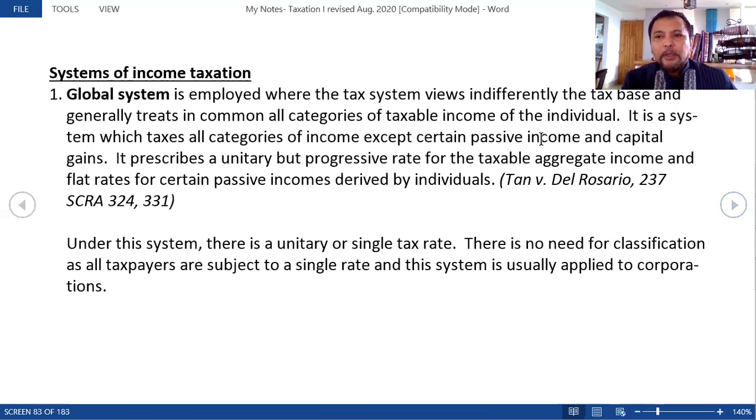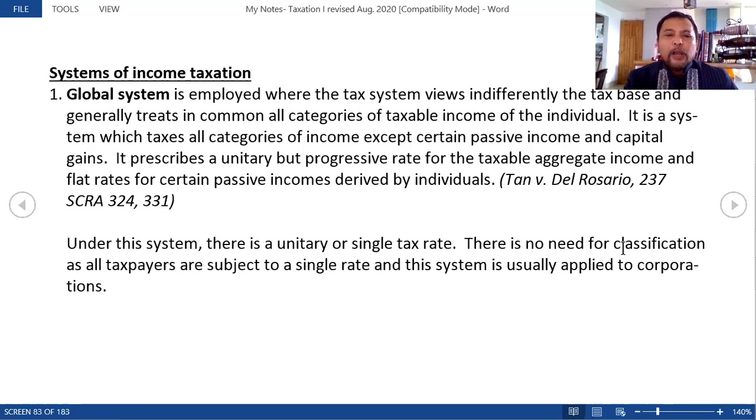Okay, there are two systems of income taxation. The first one is the global system. This is where the tax system views indifferently the taxpayers, where taxes are generally treated in common all categories of taxable income of the individual. It is a system which taxes all categories of income except certain passive income and capital gains. Why? Because this income, passive income and capital gains, are subjected to final tax. So it's no longer reported in the income tax.